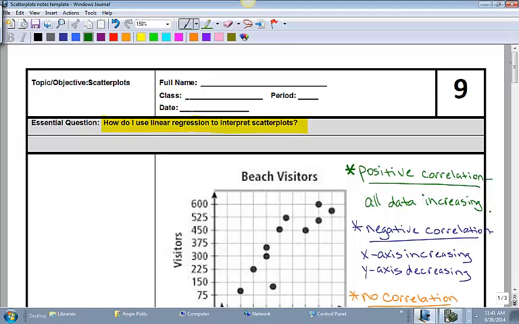This is just a revisit of scatterplots, and we're going to go back and use that linear regression piece that I talked to you guys about in lesson 8. I'm going to show you how to actually use it this time. The essential question: how do I use linear regression to interpret scatterplots? Basically, we just want to be able to make much more accurate statements about scatterplots than you did in 6th, 7th grade whenever you first learned about them.